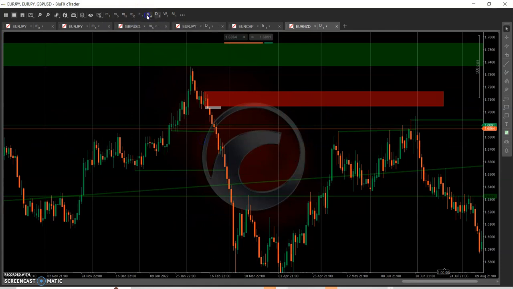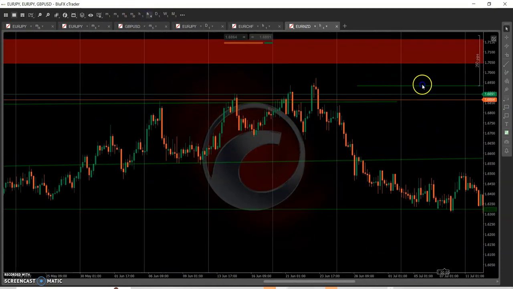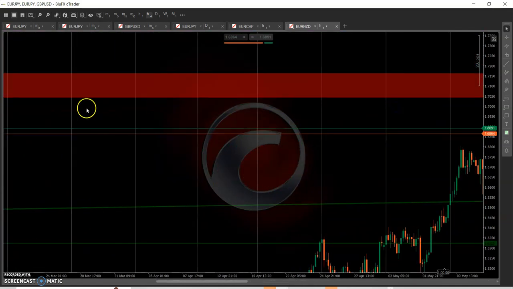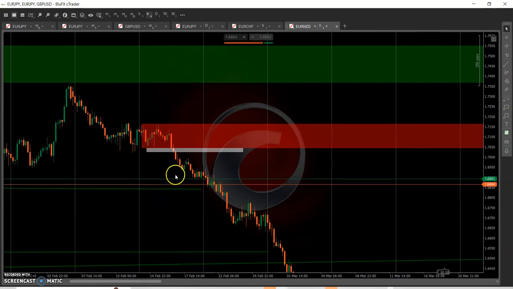So we go to the 4 hours time frame. Can this thing just give me what I need? So this is the 4 hours time frame. We have a better order block here. Alright, so I can use this one.